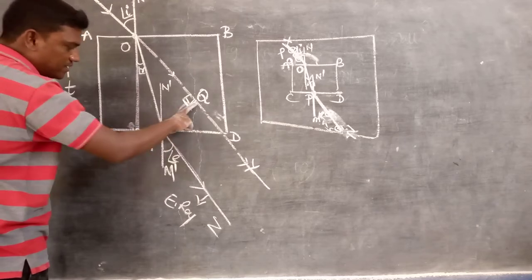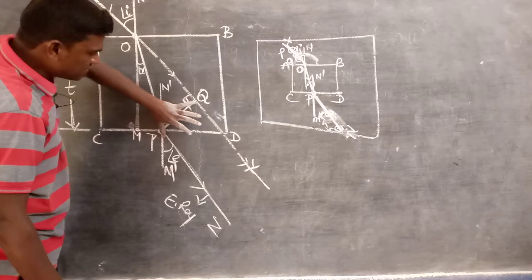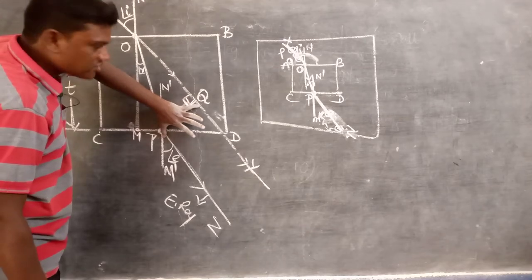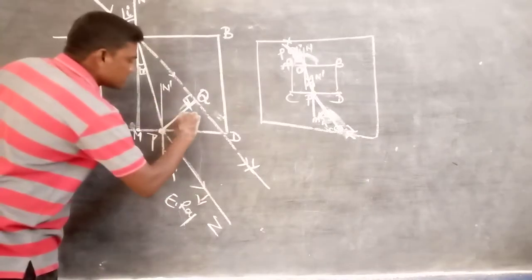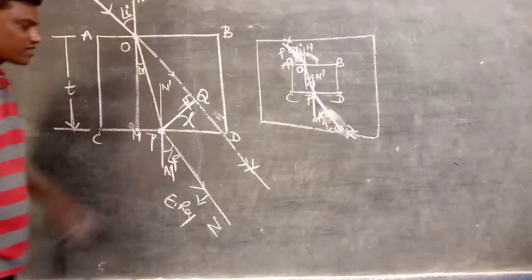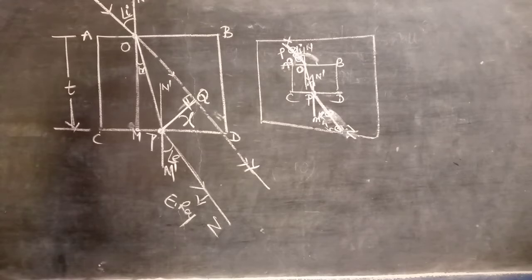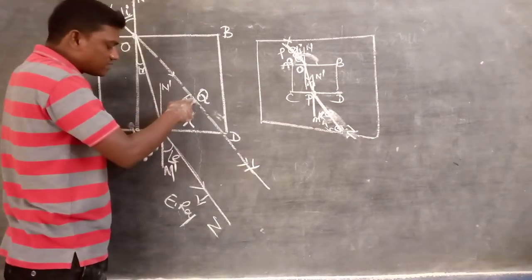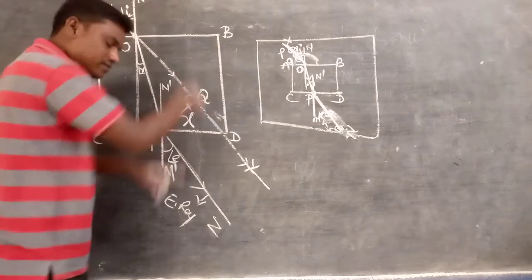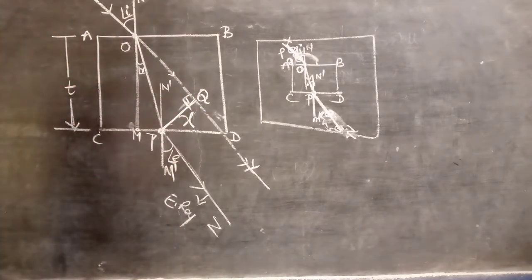The perpendicular distance between the emergent ray and the initial path of the incident ray is called the lateral shift. We can call the lateral shift X. X is the lateral shift or lateral displacement because it is the perpendicular distance between the emergent ray and the initial path of the incident ray.